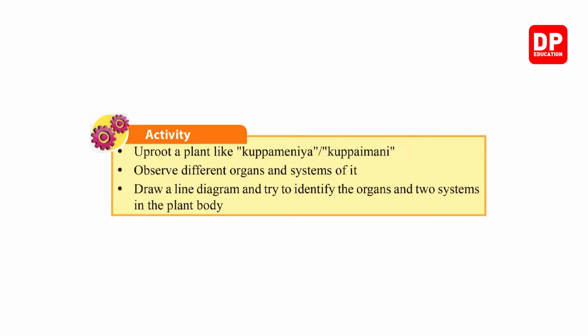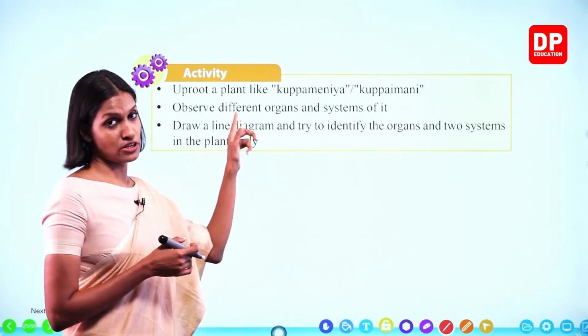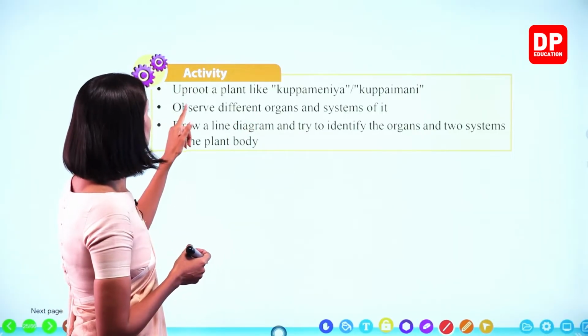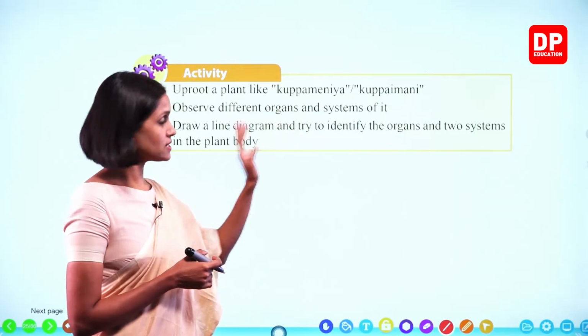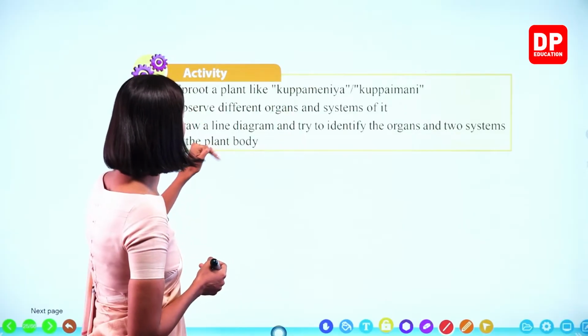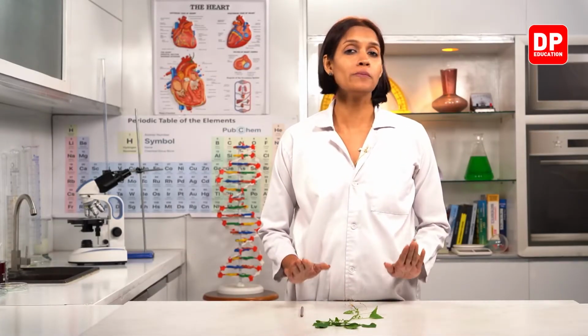Here, in order to study the systems in the plant, we are going to do this activity. Uproot a plant like Cupamania. Now, this activity we did even during the first lesson, to study what the parts of a plant are. I hope you all remember, but we are going to do this activity again in the lab. Observe different organs and systems of it. Draw a line diagram and try to identify the organs and two systems in the plant body. We'll do this activity now. Right, children? Now we are going to see what the systems present in a Cupamania plant are.